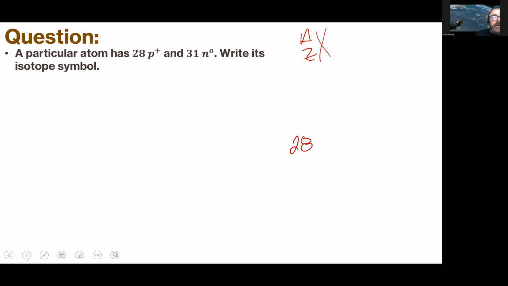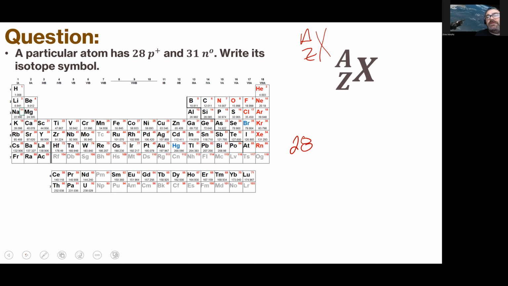We'll probably want a periodic table for this. So here's a periodic table. We want to figure out what element is number 28, so we're going to dig through the periodic table. Here, 28 is nickel, so we'll give it nickel. The atomic number and the element symbol always go together. So 28 is always nickel and nickel is always 28. Our top number here is protons plus neutrons, so 28 plus 31 should be 59.